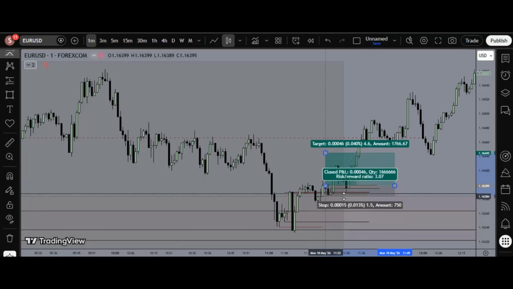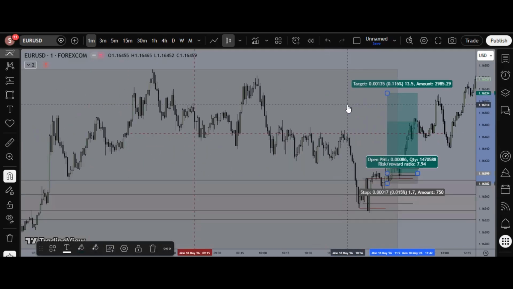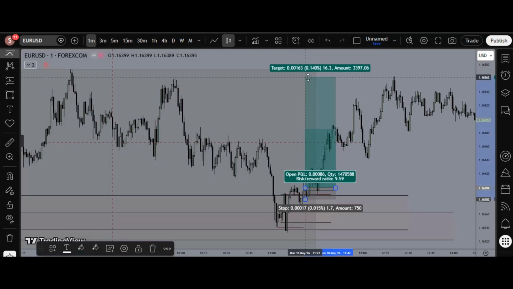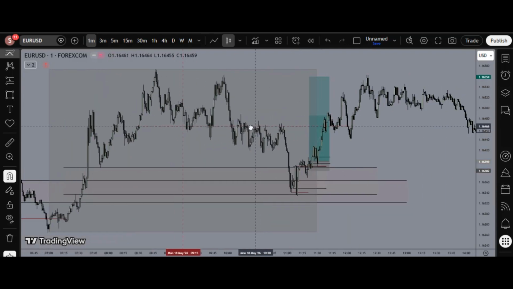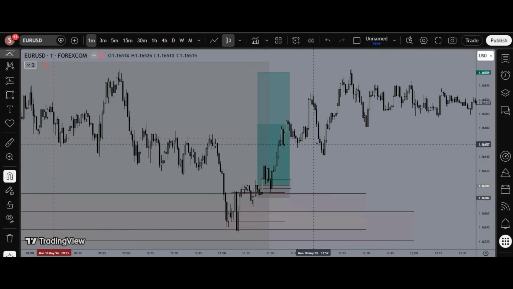Place your stop loss below the order block. Our stop loss is about 1.7 pips on this. You can target this high, sorry, this high, or target 1 to 2, because we are outside. You need to be very careful because we are outside our key zone.